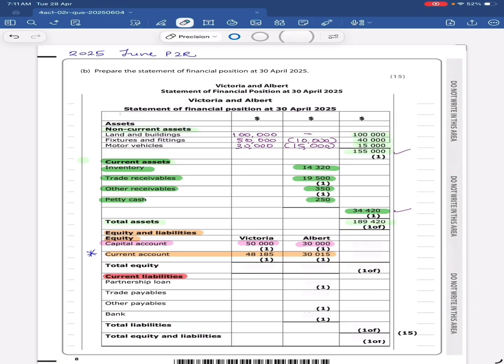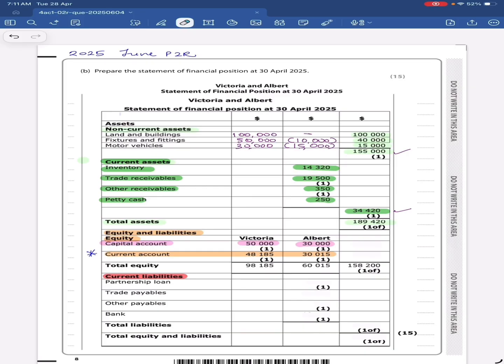Now we can figure out the total equity, that's adding the capital and the current account. So let's figure out this. 50,000 plus 48,185 should give 98,185. 30,000 plus 30,015 should give an addition of 60,015. Now let's add these two figures and translate to the last column, which is 158,200.